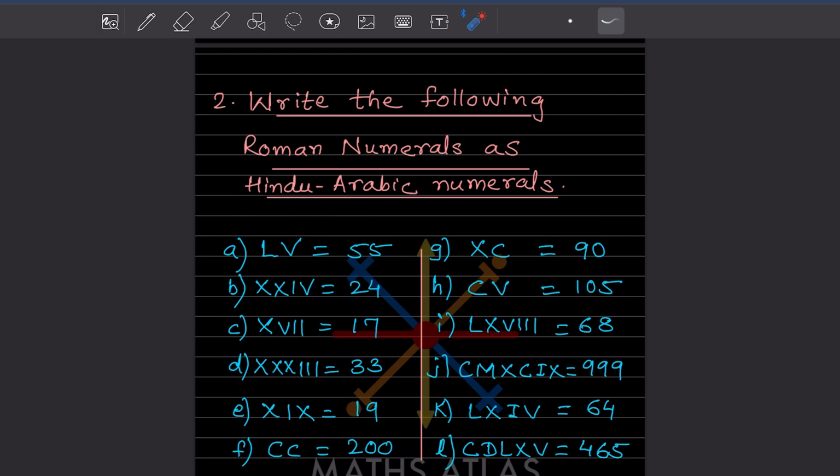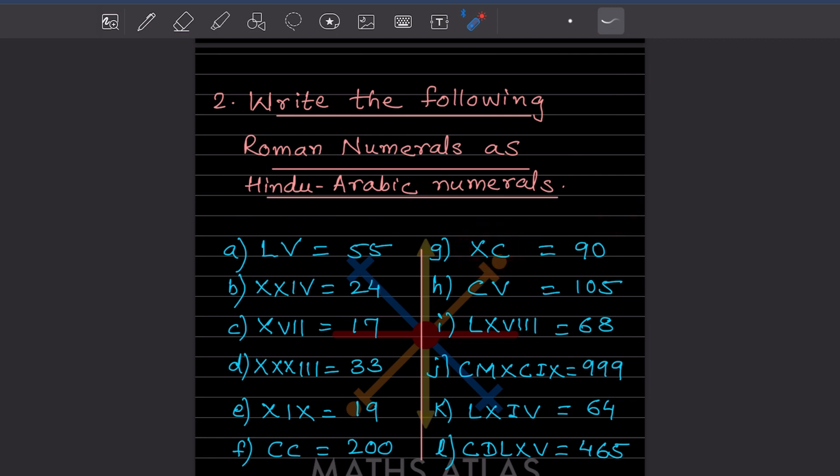Okay, so now these are the Roman numbers given and you know this is 50 and this is 5, so you write 55. This is 20 and this is 4, so you write 24. Then 10 and 7, that will be 17. 30 and this 3, that will be 33. Then 10 and this 9, that is going to be 19. And CC is 200. Okay, now XC, this is 90.